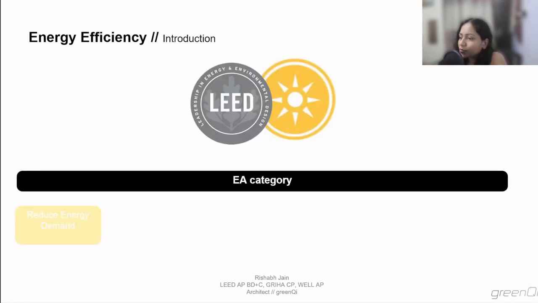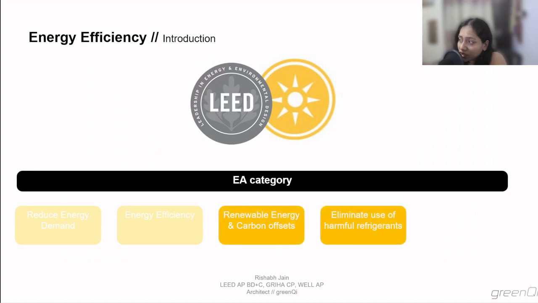So today we are going to be focusing on some increased energy efficiency measures apart from the ones that we discussed in part 1, and renewable energy and carbon offsets, and the use of harmful refrigerants and their elimination.